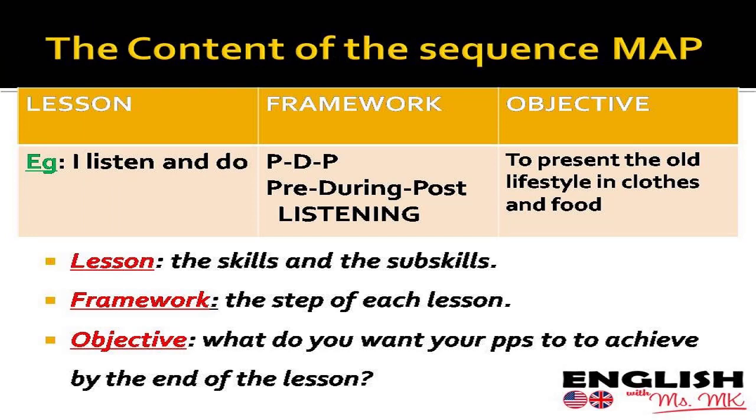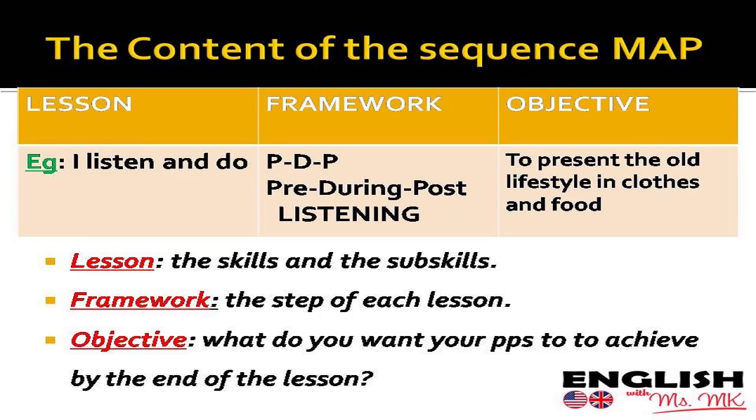In the sequence map, we are going to find lesson in the first column. And by lesson, we mean the skills and the sub-skills. Bear in mind that listening, speaking, reading, and writing are called skills, and grammar and pronunciation are called sub-skills. Also, listening and speaking work together, and reading and writing work together.